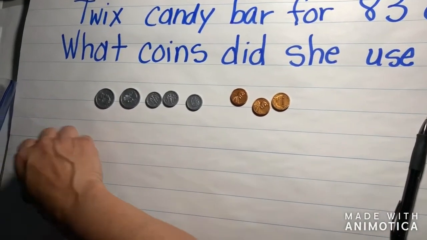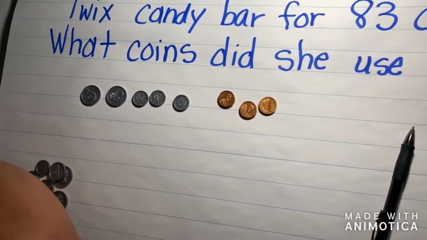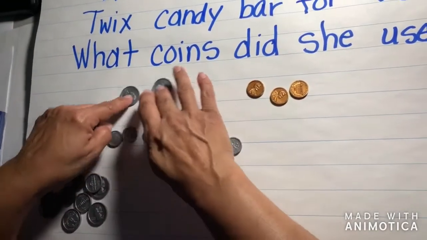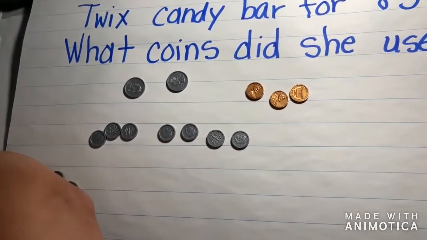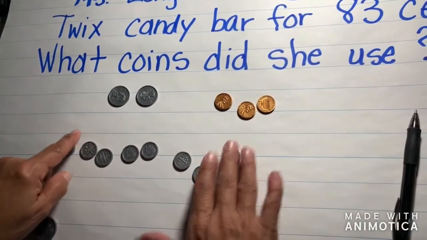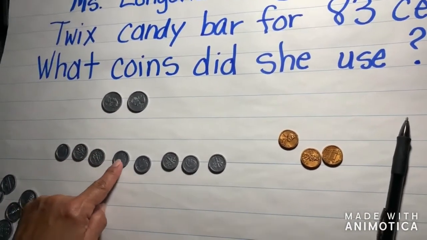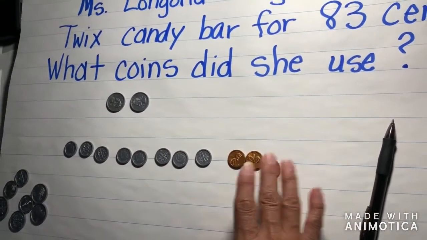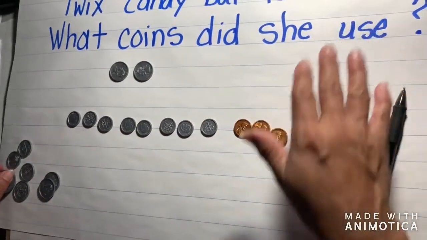Another way to get 83 cents is by counting by tens. If I use 8 dimes, maybe, let's try that out. We can count by tens. You can also count by tens to get 80. And then of course we'll need 3 more pennies. Let's try counting by tens. 10, 20, 30, 40, 50, 60, 70, 80, 81, 82, 83 cents. So that's another way that we could also get 83 cents.